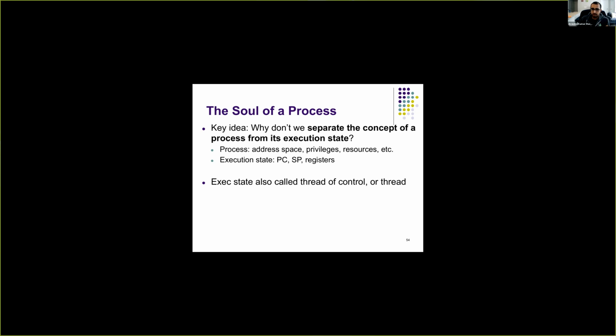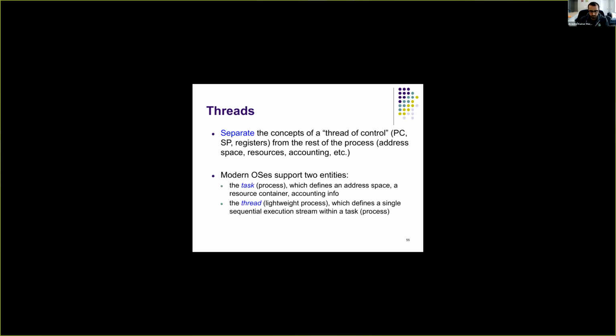And this is the fundamental principle, or idea, behind threads. So threads are basically different execution states for the same process. Modern operating systems support processes and threads, where a process is basically a container for the set of resources. So a process contains address space, resources, and all the accounting information except for the execution state. The execution state is now saved in another structure called a thread, which actually defines an execution unit.